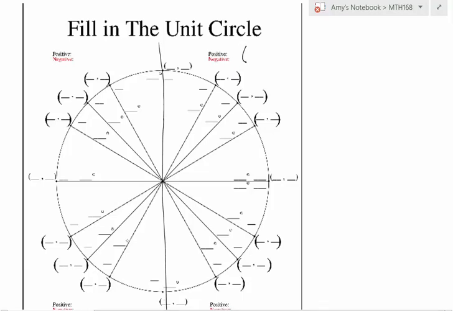Okay, in the first quadrant, as you know, your signs are positive, positive. In the second quadrant, you're negative, positive. In the third quadrant, it's negative, negative. And in the fourth quadrant, you are positive, negative. Now, as you know, this is 0 pi. Over here, we have pi units. At your 90-degree mark, that's pi over 2.